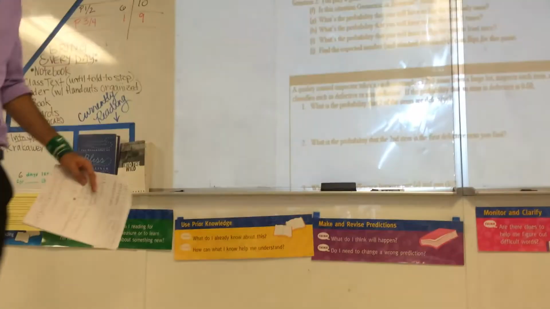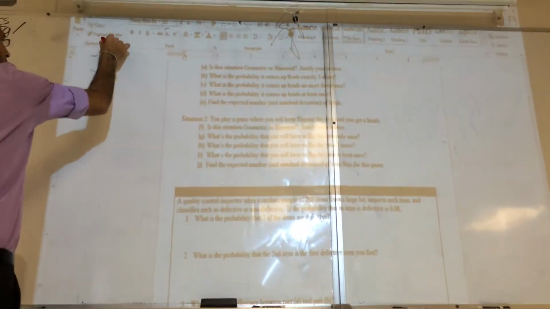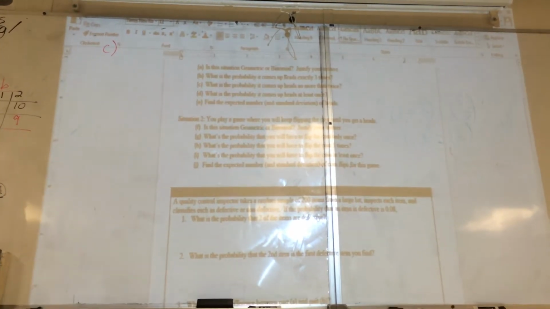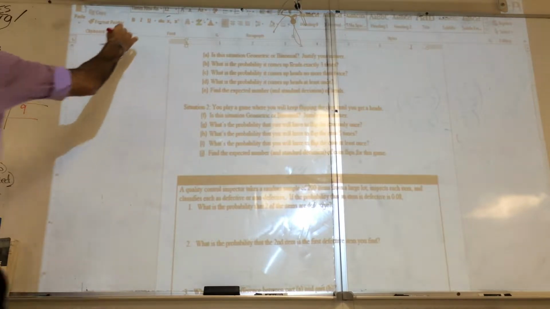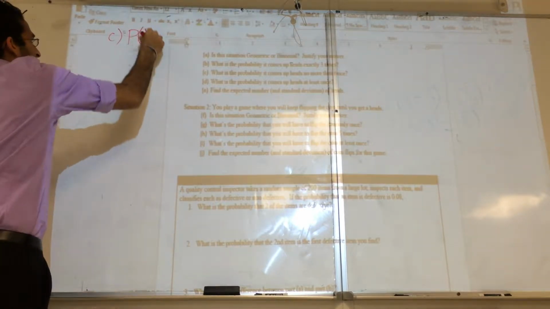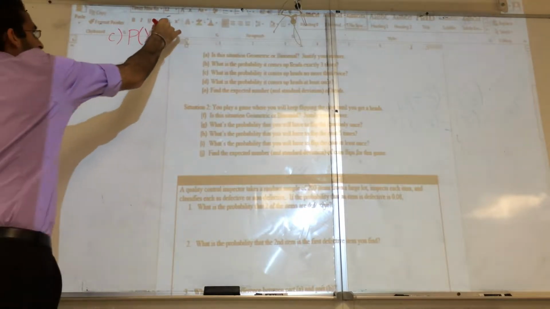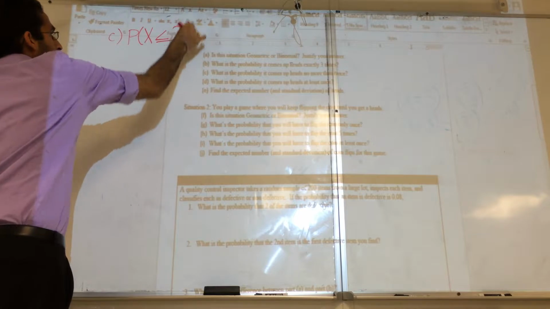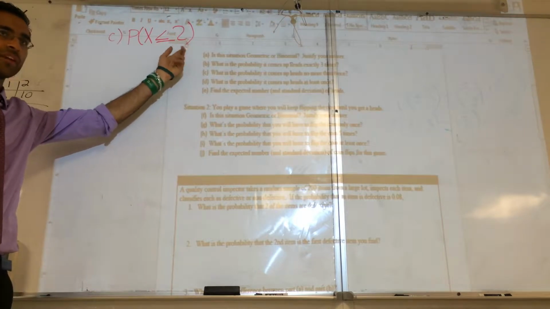A slightly different question. It says on part C, what is the probability that heads comes up no more than twice? So the probability X is heads, the probability that heads comes up no more than twice. So that X is less than or equal to 2. We want the probability that X is less than or equal to 2, no more than twice.